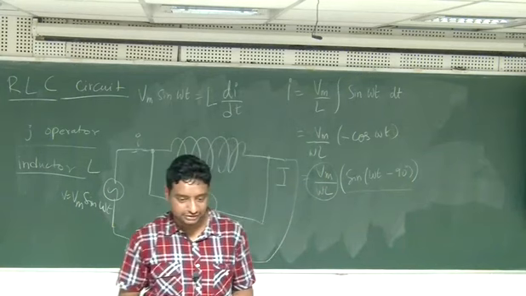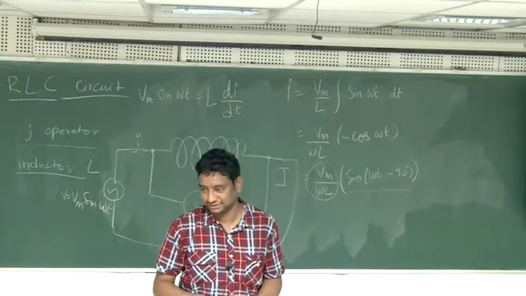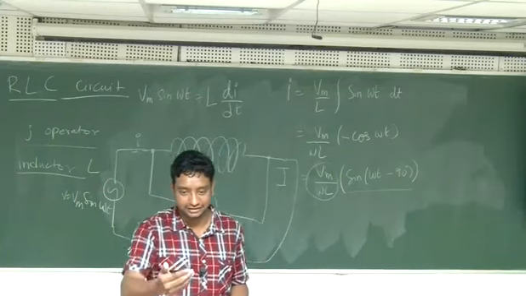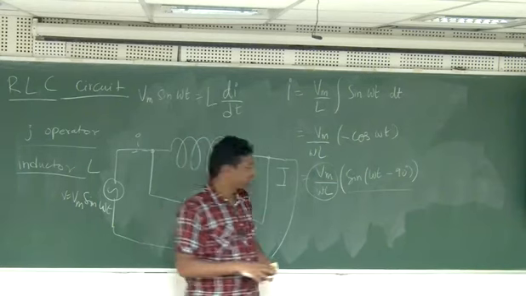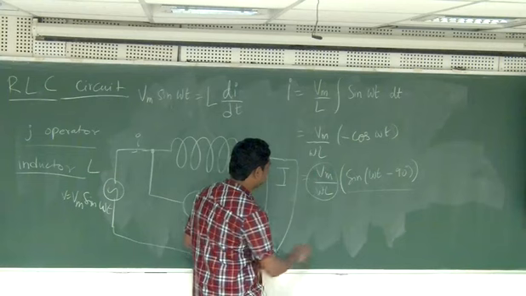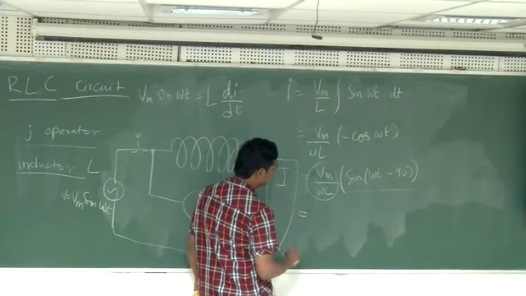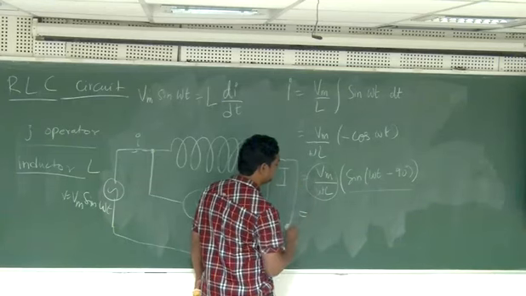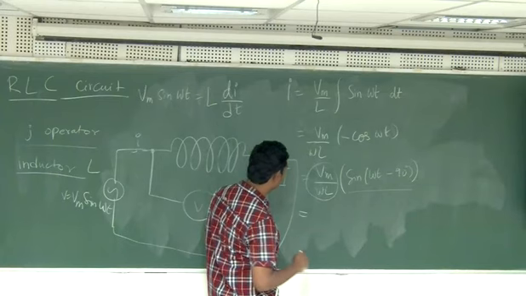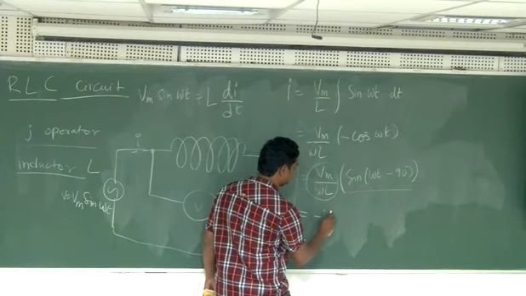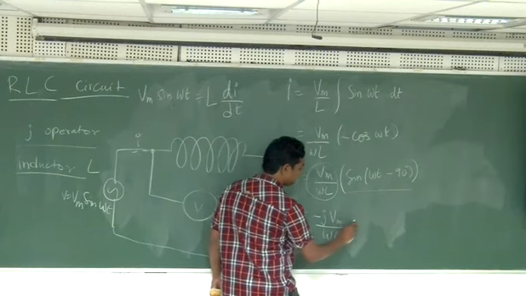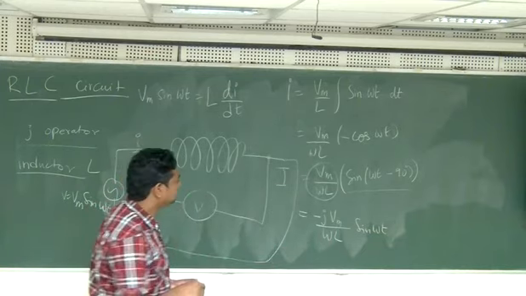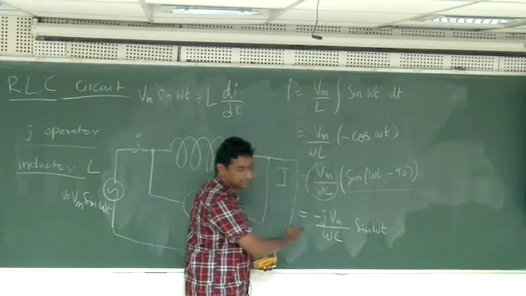Minus 90 degrees means you are multiplying by minus j, because we just saw the j operator. If you multiply by j, it is plus 90 degrees. If you multiply by minus j, minus 90 degrees. Okay. So what I'll do, I want to get j omega L here. So multiply by minus j Vm by omega L, then I can write it sin omega t. This is correct, because instead of writing minus 90, I am multiplying by minus j, that is a j operator.